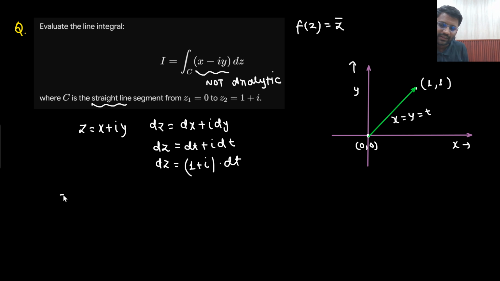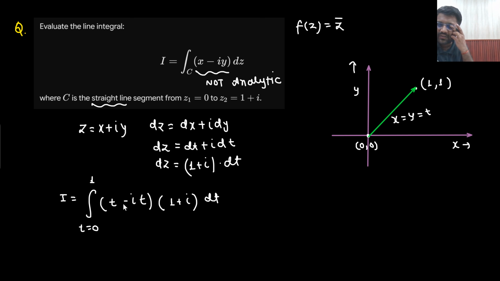So this is the integral that we are supposed to calculate. And the value of t is going from 0 to 1. What is the value of x? Value of x is t. What is the value of y? That is also t. What is the value of dz? That is 1 plus iota dt.